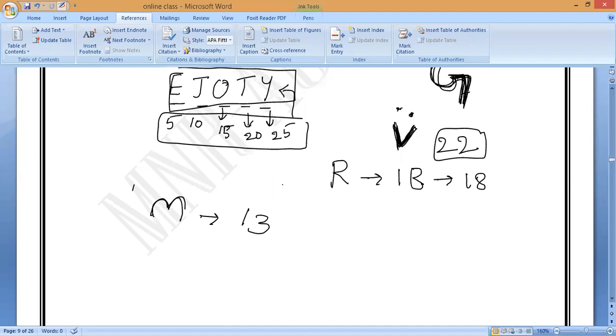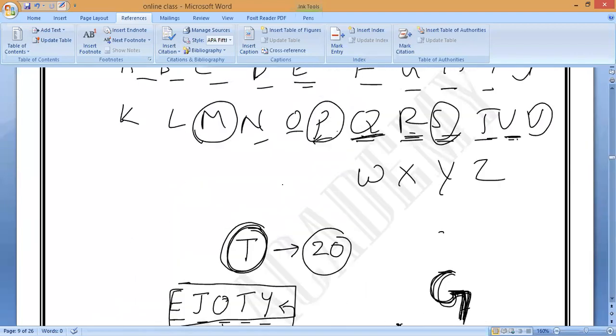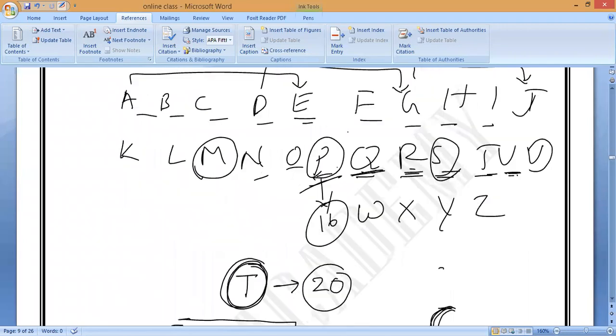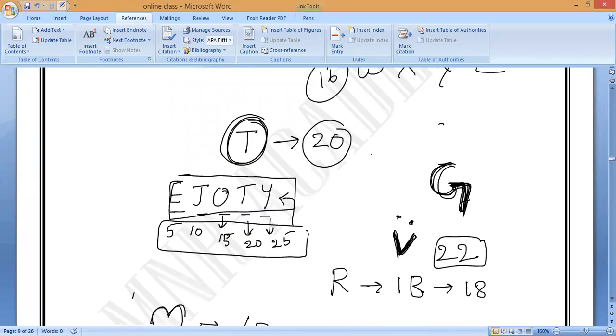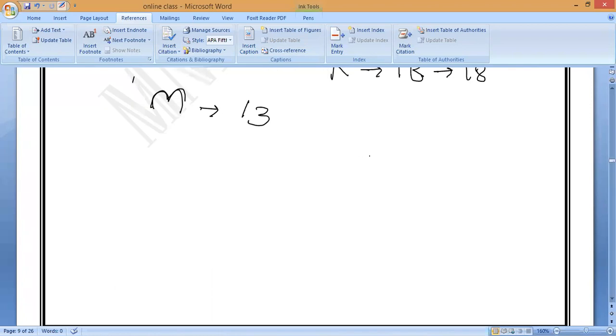Padmavarshini, what is your letter? P. P means what? 16. A 16-year-old girl. Now you are a 15-year-old girl, correct? P is 16. Like that you can remember alphabets easily, like L is 12. Do you understand or not?